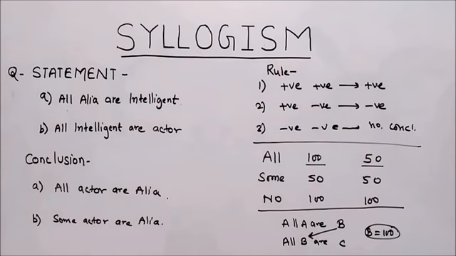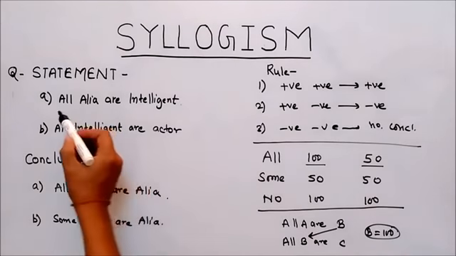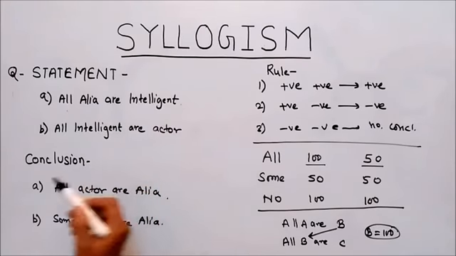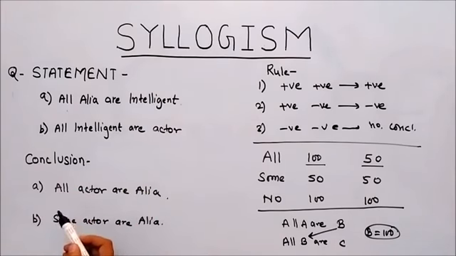Now let's start with the question. We have two statements here. The first statement is: all Alia are intelligent, and the second statement is: all intelligent are actor. Now we have two conclusions here. The first is: all actors are Alia. The second conclusion is: some actors are Alia.